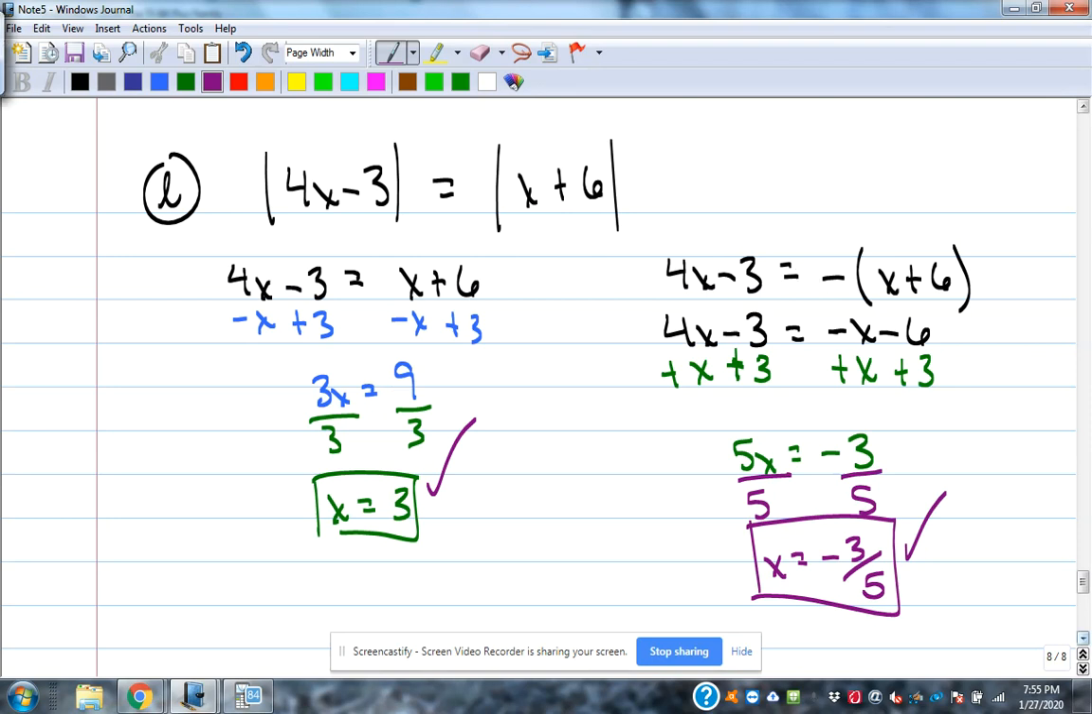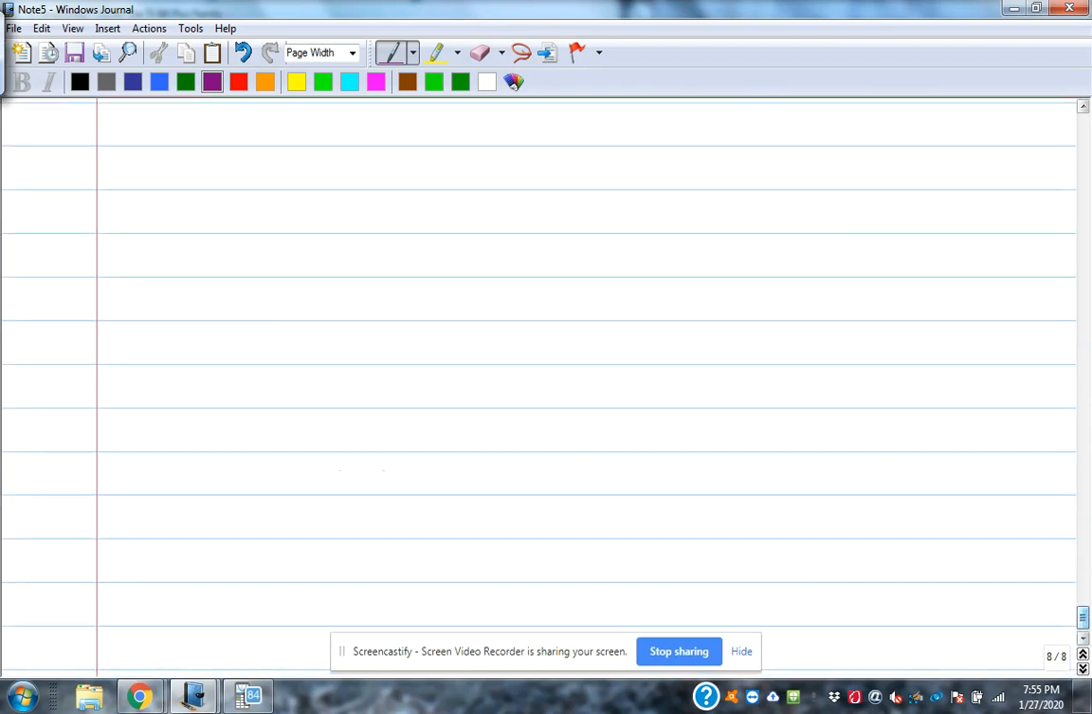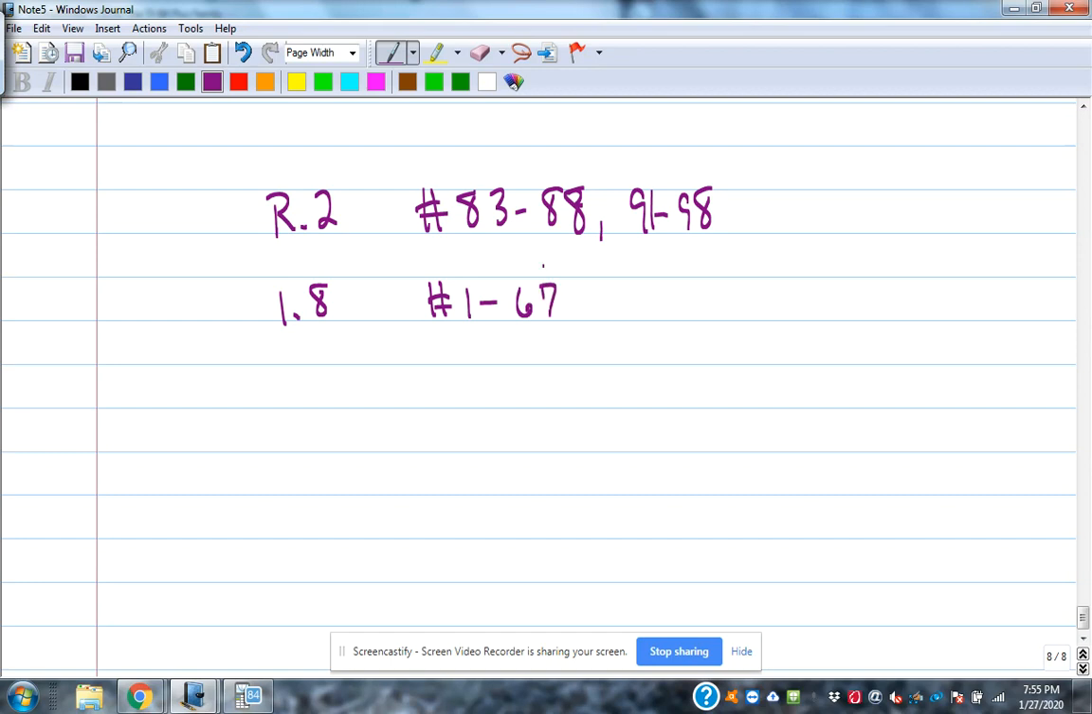All right. So problems that you could look at in your textbook if you wanted to practice up for the Canvas quizzes in R.2. There aren't a whole lot of problems in there because it was just part of the section. And then in 1.8, 1 through 67, any of those odds obviously would be a good idea. So it gives you a good shot at it.